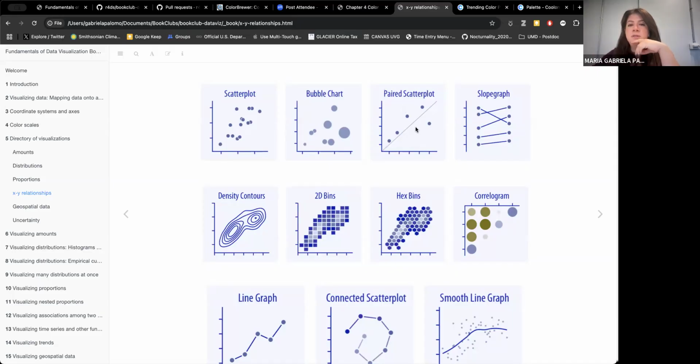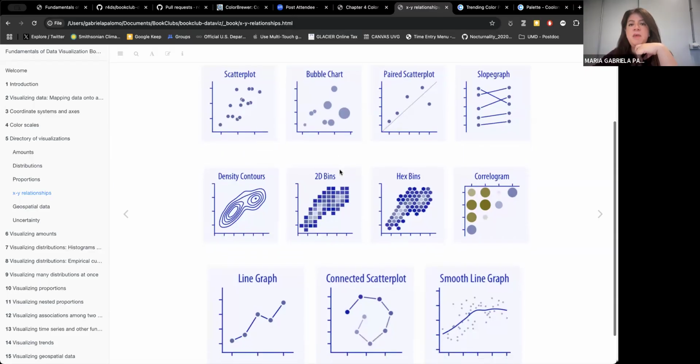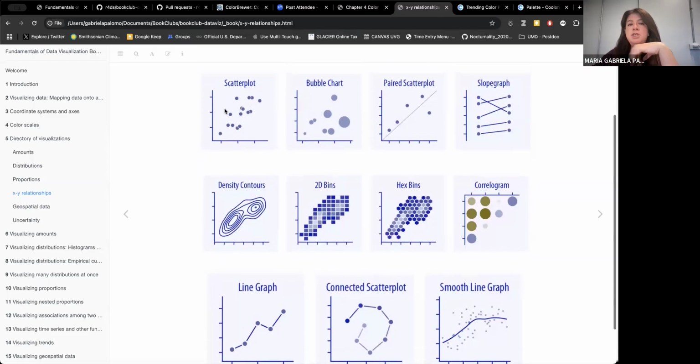Then we have paired scatter plots. This is to show correlation or regression, things like that. And then there are also slope graphs. I've also seen them as dumbbell plots, I think. And if you have too many points, then the scatter plot becomes a cloud of points that you cannot really see anything inside of.